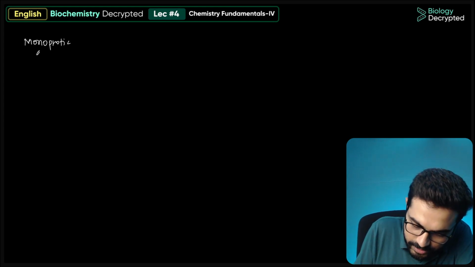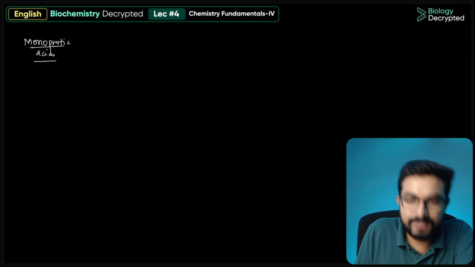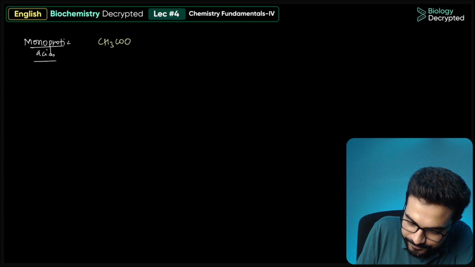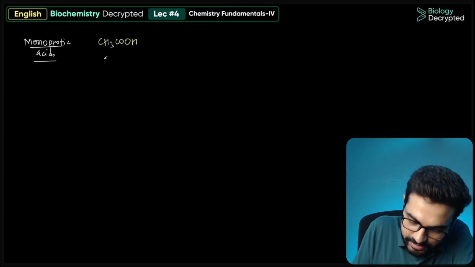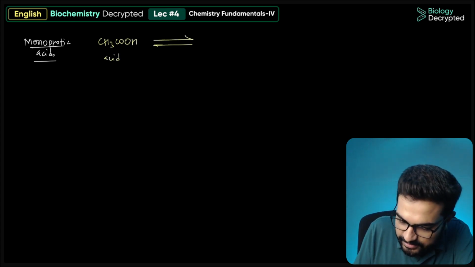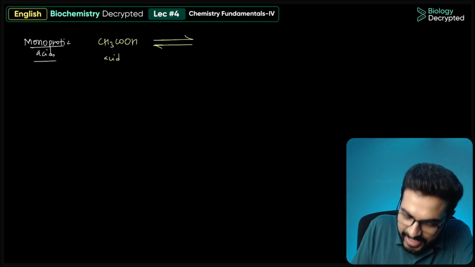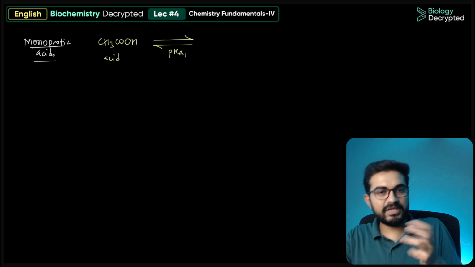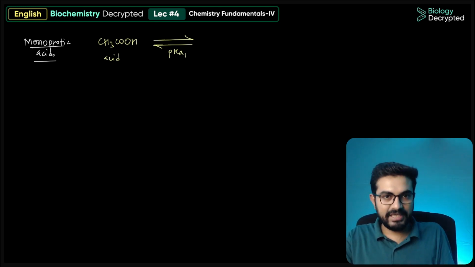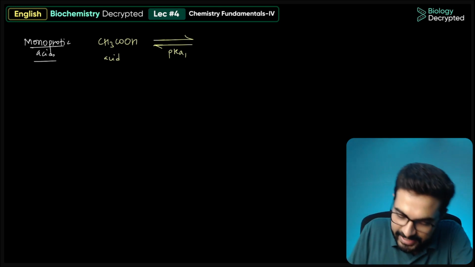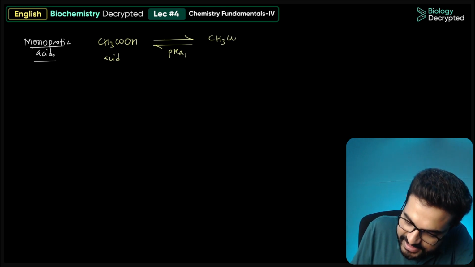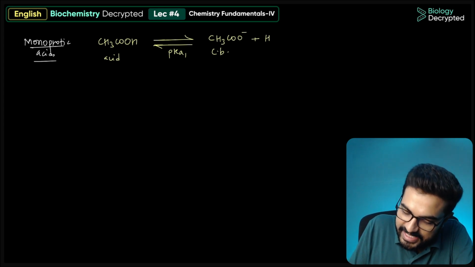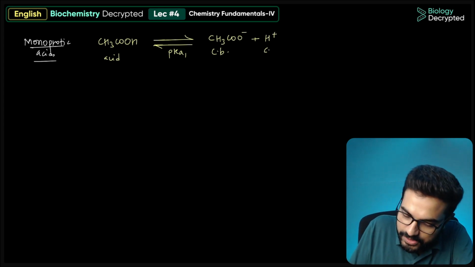If we talk about monoprotic acids, the best example is CH3COOH, that is your acetic acid. CH3COOH is your acid. It will undergo dissociation, and it will have a particular Ka. For every equilibrium there will be a Ka, and for every Ka there will be a pKa. So this will be pKa1, and it will form CH3COO minus, that is the conjugate base, and H plus ion as well. This is the conjugate acid.